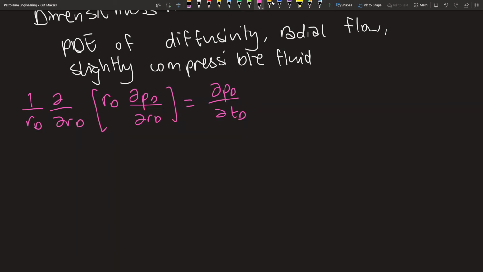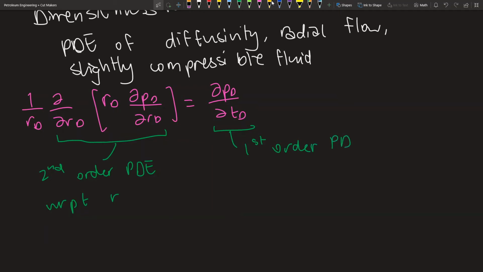Okay, so again, any PDE is not able to provide us with solutions if we do not have some kind of conditions. On the left hand side we have a second order PDE with respect to r, which is a location, and here we have a first order PDE with respect to time, which means that we'll need 2 conditions to solve for the location domain and 1 condition to solve for the time domain.